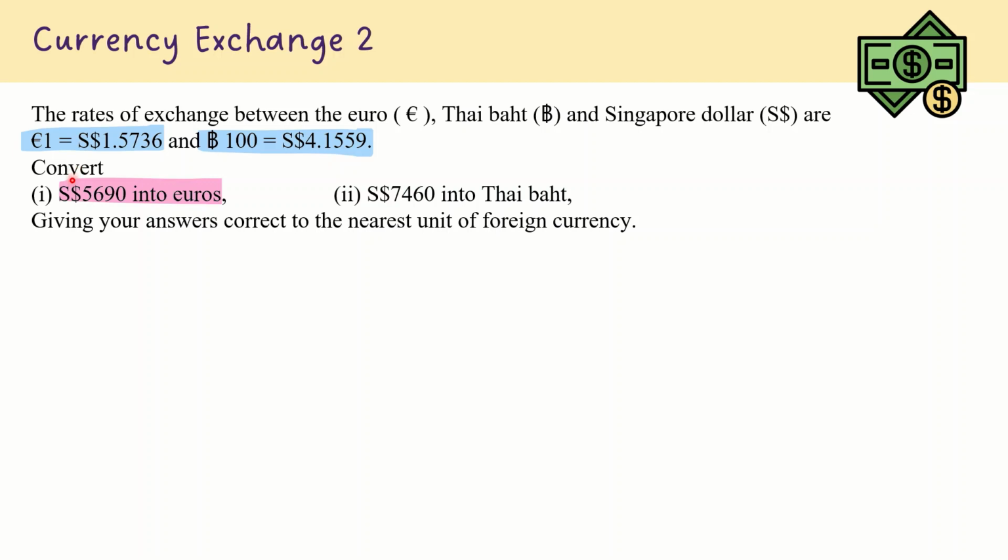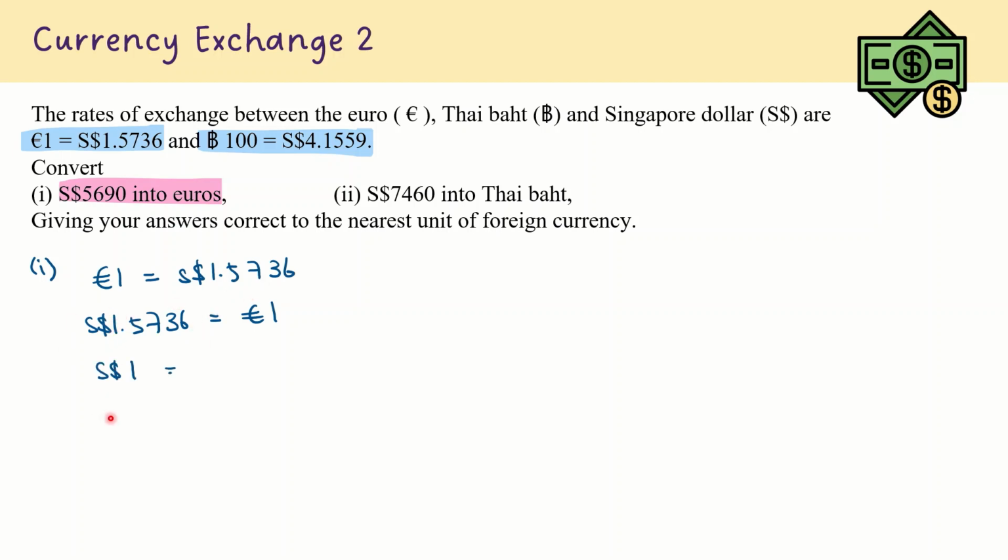And because in the question we are given 2 different exchange rates, for this particular part, part I, we should be using the first exchange rate that we are given. So let's first write that down. 1 euro is equal to 1.5736 Sing dollars. But because we're looking for the amount of euros for 5690 Sing dollars, maybe for convenience, I'll just switch it around to have the Sing dollars on the left side.